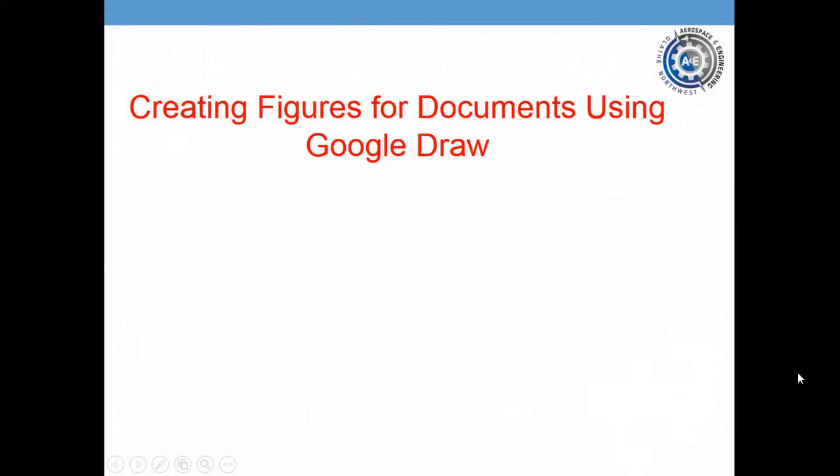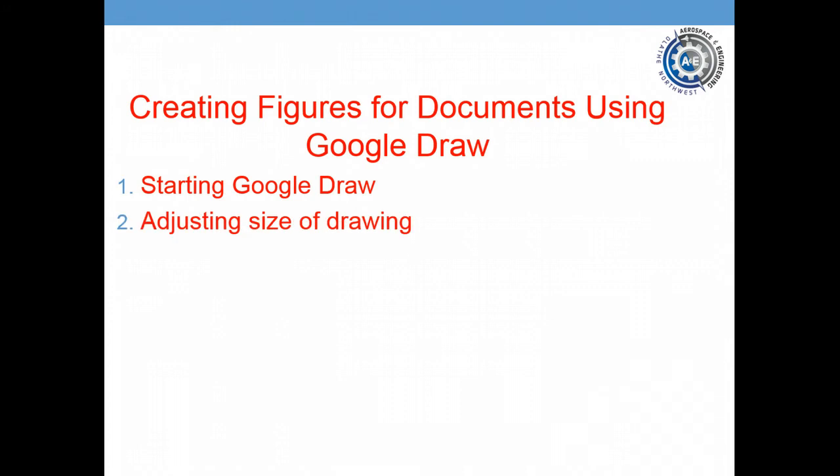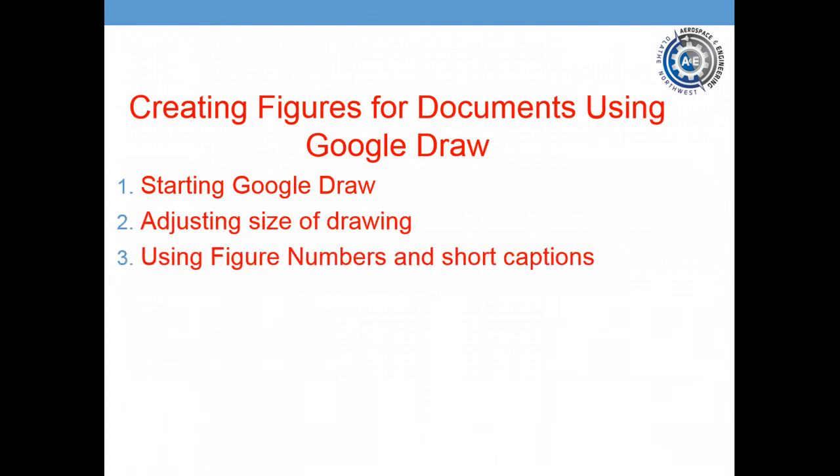In this video, I'll be going through how to create figures for documents, Google Docs that is, using Google Draw. In this, we're going to cover four main areas. The first area is going to be how do you start Google Draw. Second one is how you adjust the size of a drawing. And three, using figure numbers and short captions to be able to clarify your images. And four, citing sources of copied images.